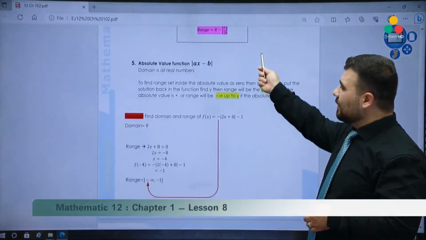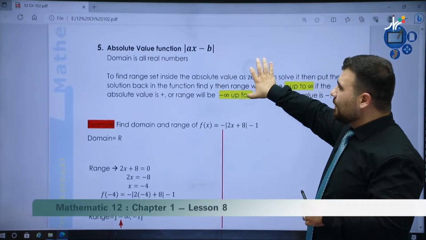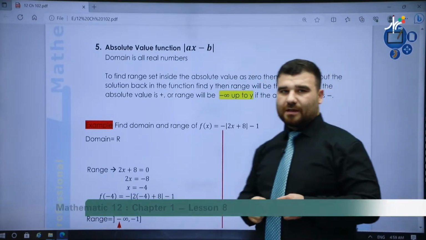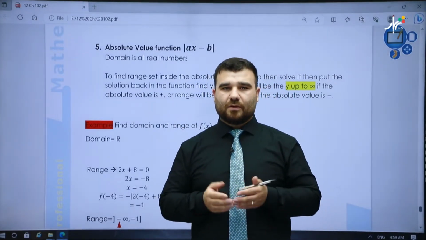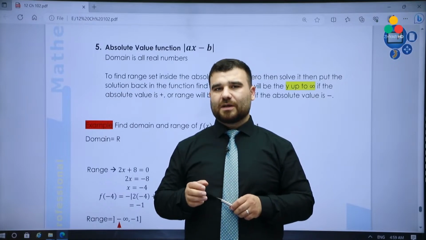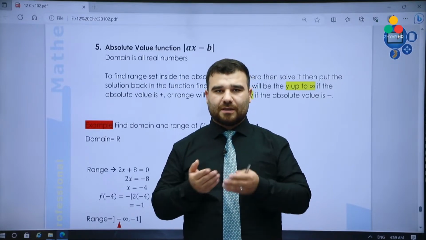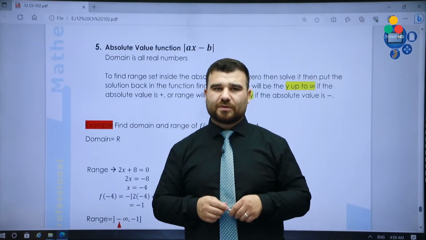Now we have the fifth type of function, which is absolute value. Absolute value function has a V shape. The V shape either opens up or it opens down. The idea is quite close to quadratic. Quadratic is a U shape. Again, it opens up or opens down.